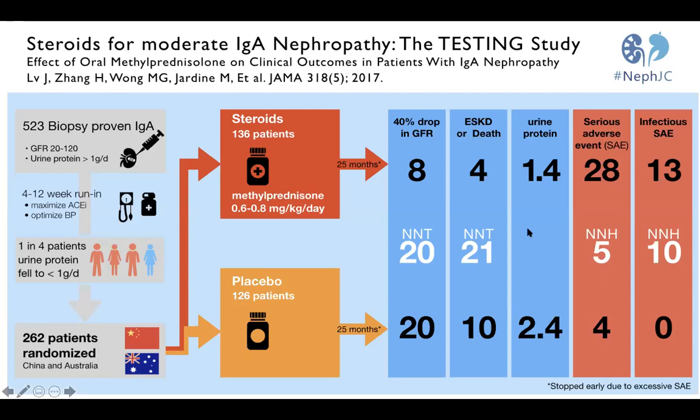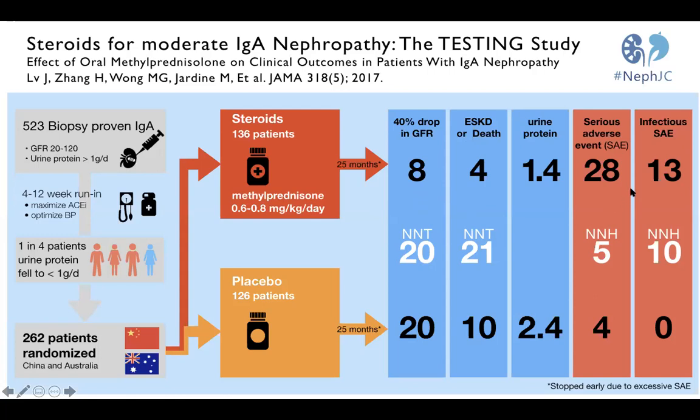And what you can see here is that there was actually a pretty steep increase in the serious adverse events without a change in the GFR. So, this is not a 20-year trial, right? When you look at IgA, you're looking at dialysis, you're looking at 20 years. This is a 2-year trial. And so they used a surrogate marker of 40% drop in GFR, end-stage kidney disease, or death. And so there's really no difference between those two groups.